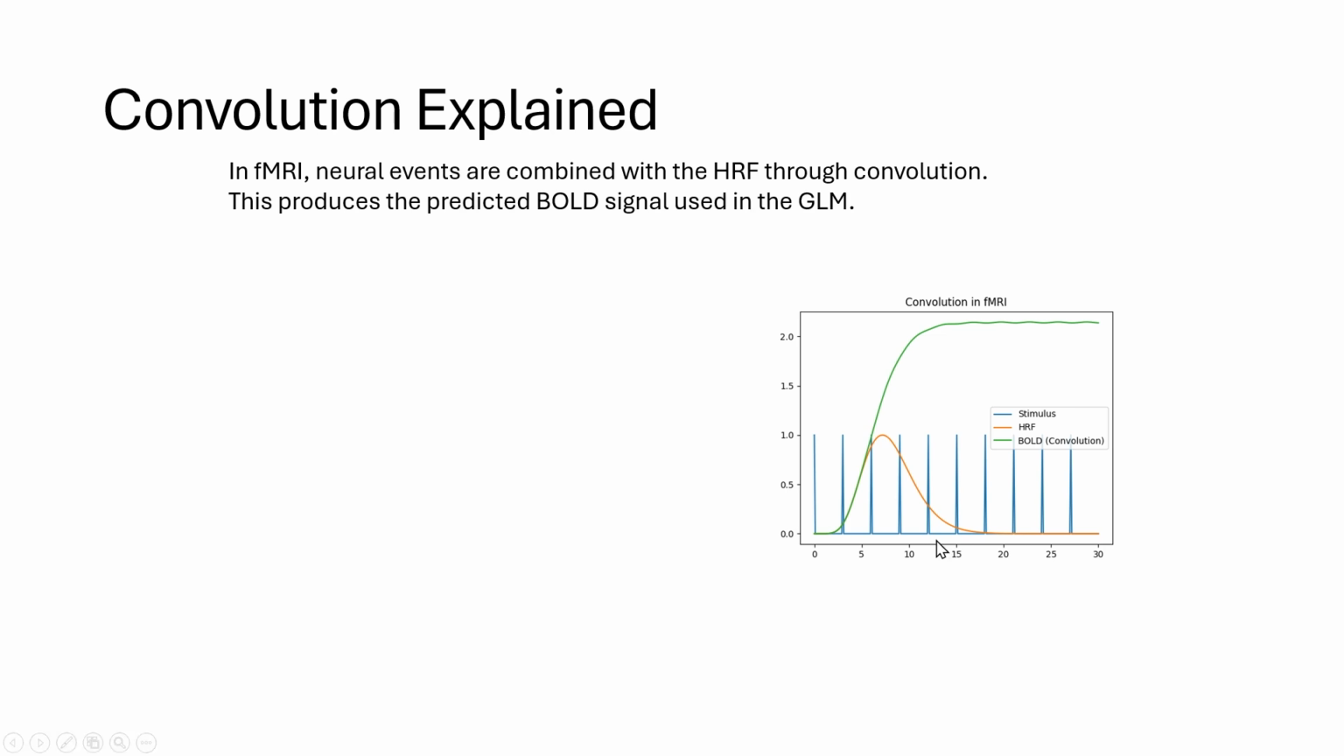Convolution is here, for example: neural events, when they are combined with the HRF through convolution, produce the predicted BOLD signal using the generalized linear model. So, you can see these blue peaks are where the stimulus is presented, the HRF function is this one, and the BOLD convolution tells you how the signal comes in response to the neural activity.